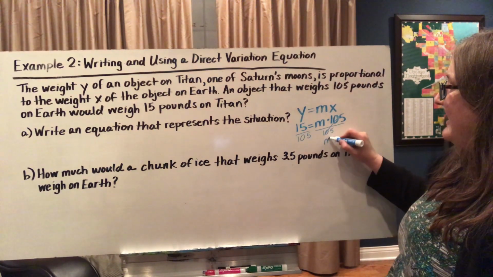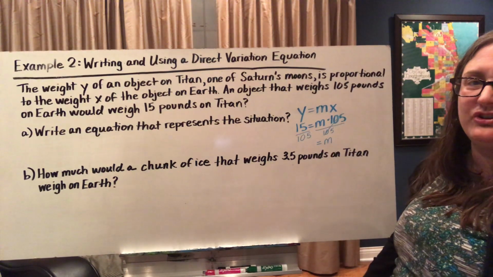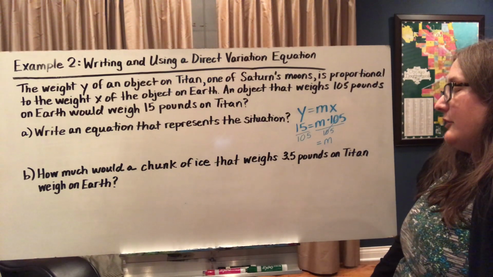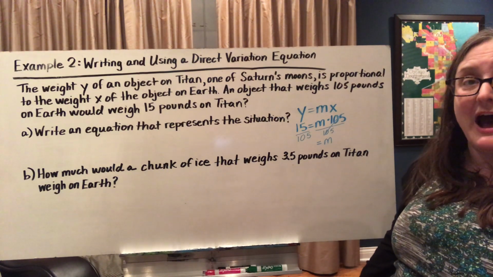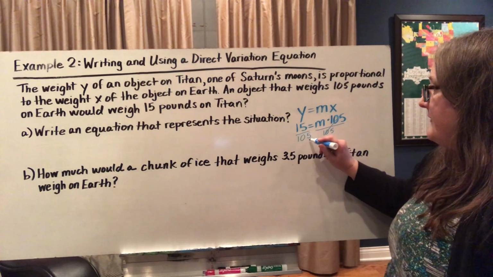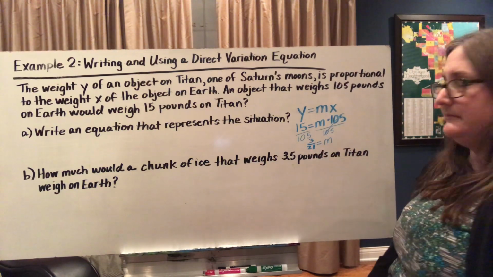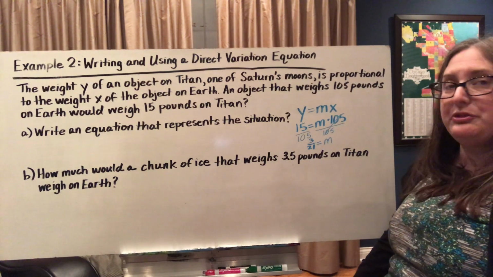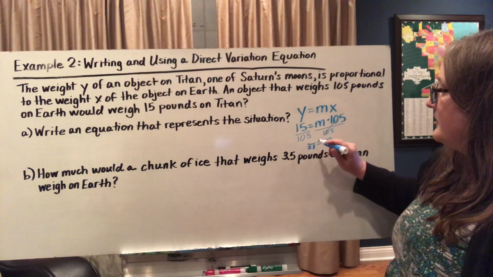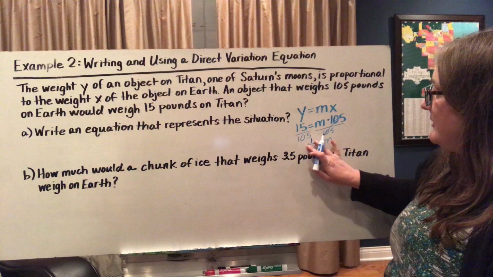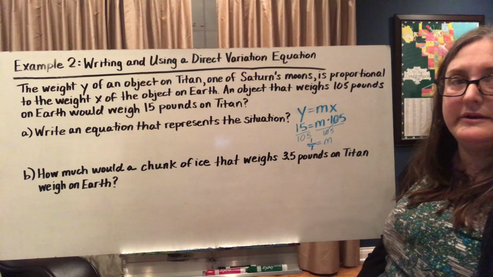Cancels out here. On this side, I don't get a very nice number, but I can take this fraction and reduce it. So 15 and 105 both divide evenly by 5, so I'm going to start there. 15 divided by 5 is 3. 105 divided by 5 is 21. And then I see, 3 and 21, they both divide by 3, so I can go a little smaller. 3 divided by 3 is 1. 21 divided by 3 is 7. And I've got my value of m, and I'm really not going to go any smaller than 1/7.